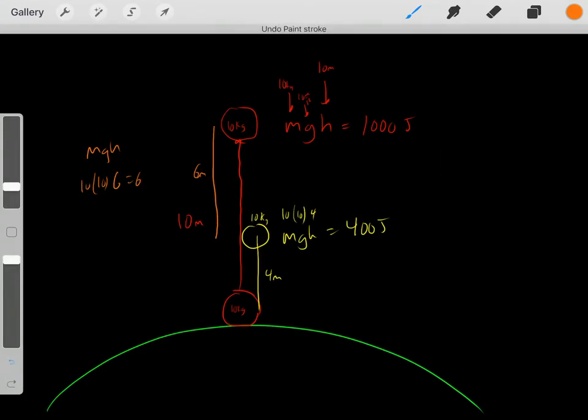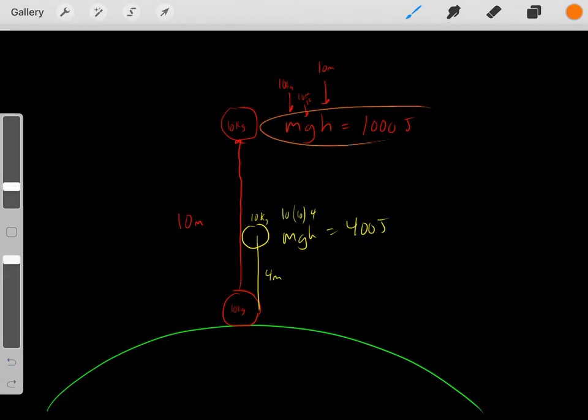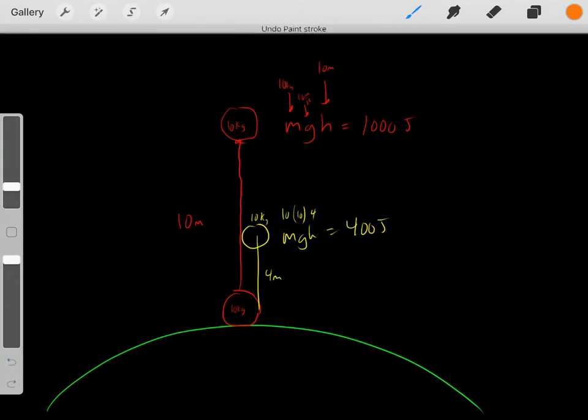So those are two different ways you could solve this. But again, remember, the point is that this equation tells you the change in gravitational potential energy. So now we know the change relative to this initial location is 400 joules.